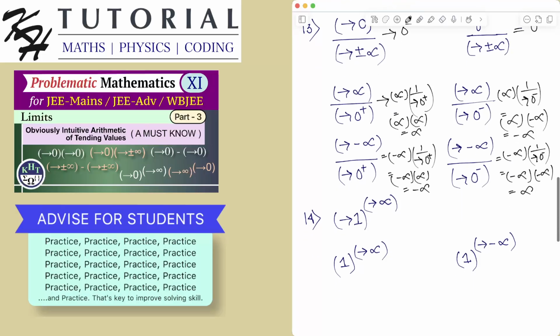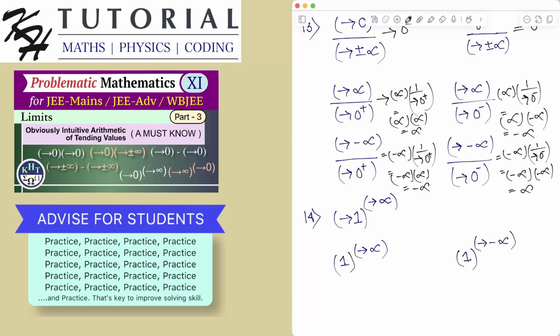The 14th is 1 raised to the power infinity. This is also an indeterminate form. It is an exponential form where the base is a value tending to 1 and the power is infinity. I mean infinity or tending to infinity, it means the same thing. It is an indeterminate form. We cannot immediately say what value it will tend to.